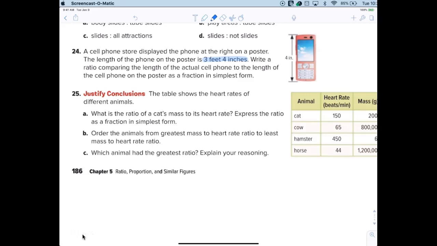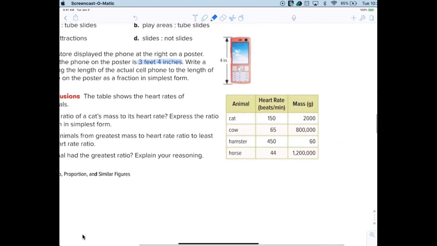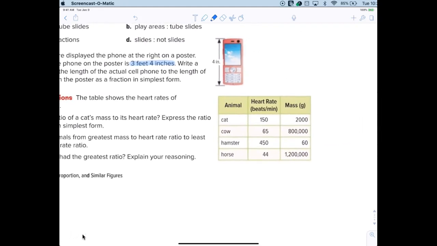36 inches and 4 inches makes... Whoa, hold on a minute, guys. 36 into 4? I didn't say that. I said right here you have 3 feet 4 inches. How many inches is that altogether? Oh. 40 inches. Everybody needs to hear me on that. 40 inches.